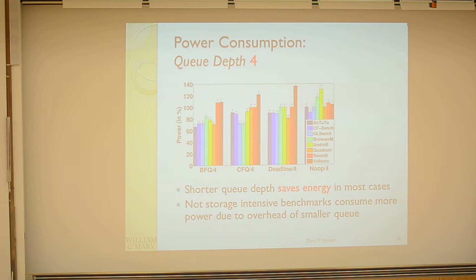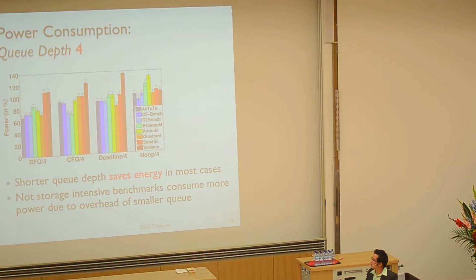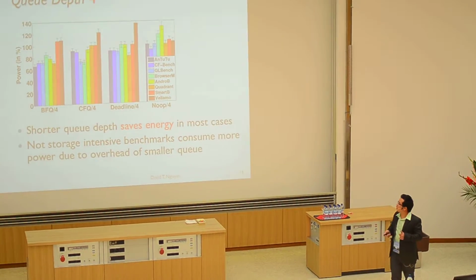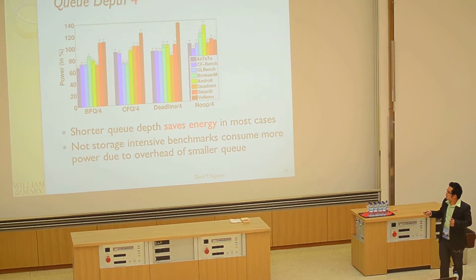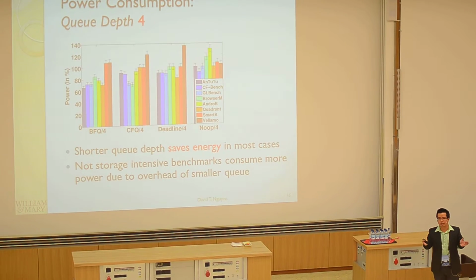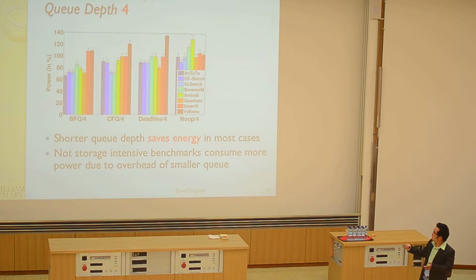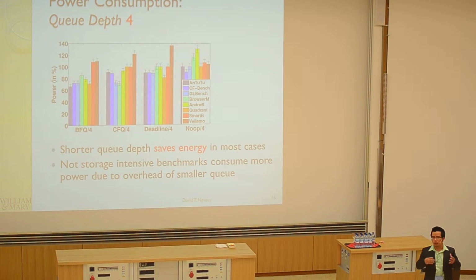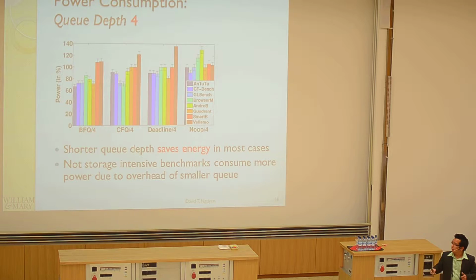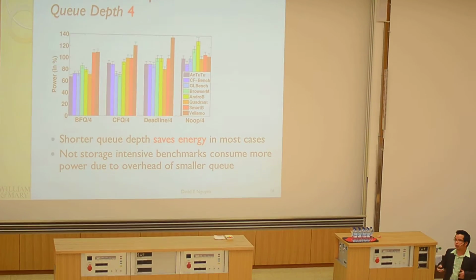So what we do is try to change it to 4. Of course, we could check other possibilities too, and maybe find some other findings. But let's take a look at the Q depth 4. Here again, on the x-axis, we have the combinations of scheduling algorithms with the Q depth 4, and on the y-axis, we have power in percentage. This is compared to the baseline measured with Q depth 128.